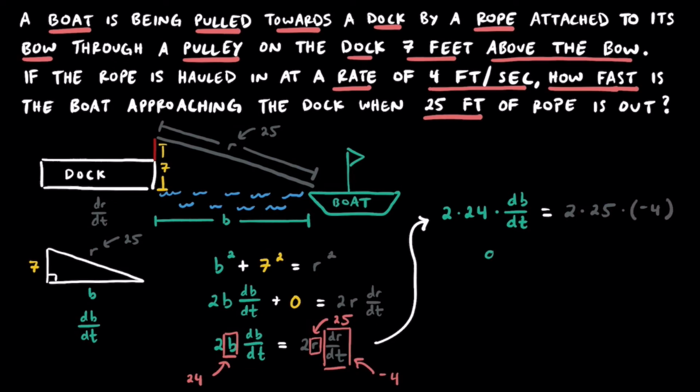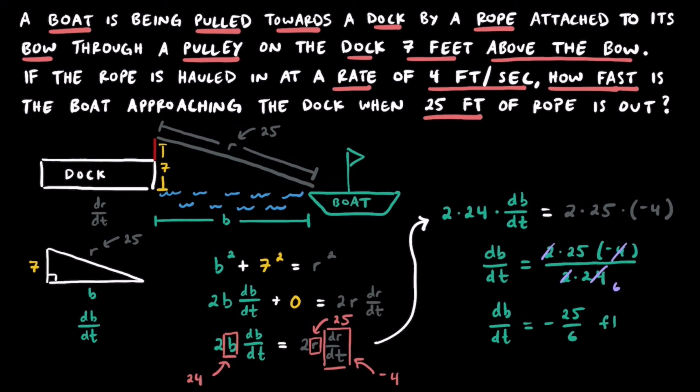Now to isolate this db dt, we can divide both sides by 2 times 24, and this whole thing is going to equal 2 times 25 times the -4, put that in parentheses again, all over 2 times 24. These 2's can cross cancel, and this 4 and 24 can make a 1/6. And finally, simplifying this down, we can say that db dt, the rate at which the boat is approaching the dock, is equal to negative 25 over 6, and that's going to be feet per second, I believe.